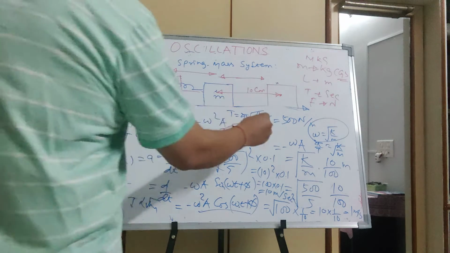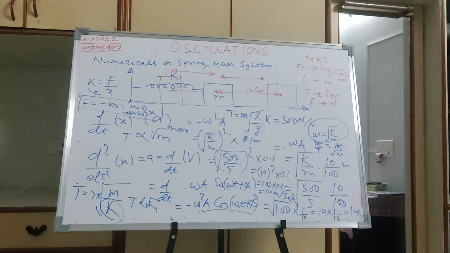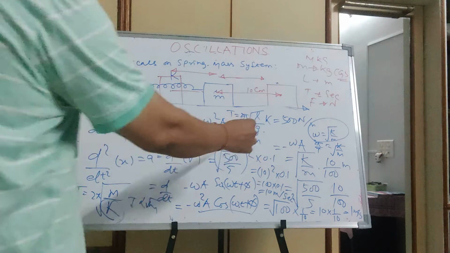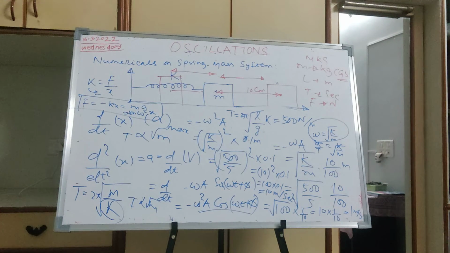Now one more tricky question can come in simple pendulum. If you take the simple pendulum to the moon, what will be the time period? The moon's g value will become g by 6. So if g decreases, then the time period will increase on the moon. That will be a tricky question on the time period of a simple pendulum.